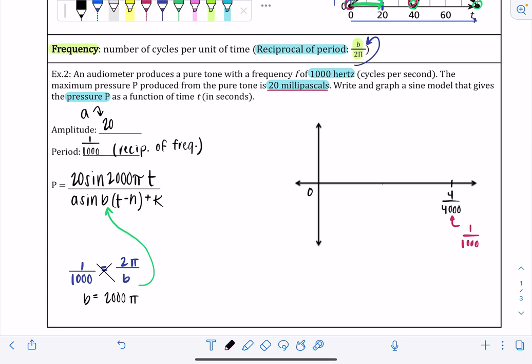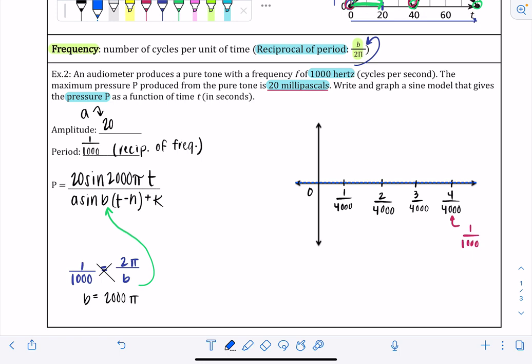Okay, so the halfway point is 2 over 4,000, and you don't need to reduce it. I'm not worried about anything like that. And then the quarter of the way mark would be 1 over 4,000, and then 3/4 would be 3 over 4,000. And then from there we can draw our midline. It's just y equals 0, so it'll just be the x-axis.